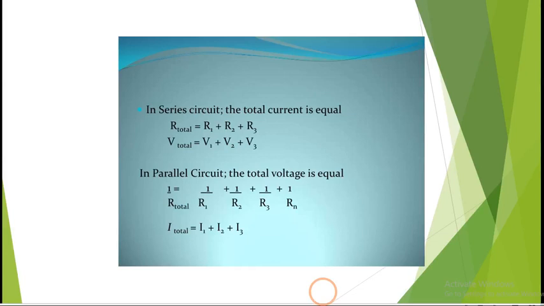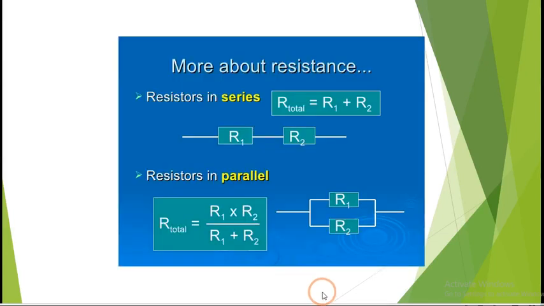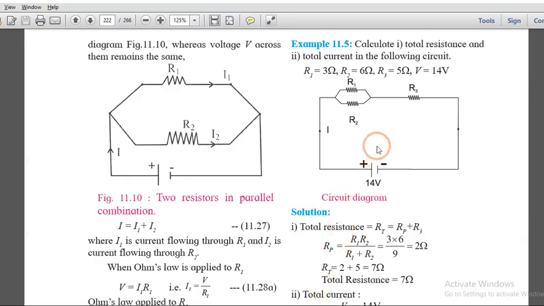Moving towards one example related to this. You can see it over here. If there are two resistances in parallel, it becomes R1 R2 upon R1 plus R2. If they are in series, it will become R1 plus R2 directly. There is one example related to both, when resistances are in series and parallel.